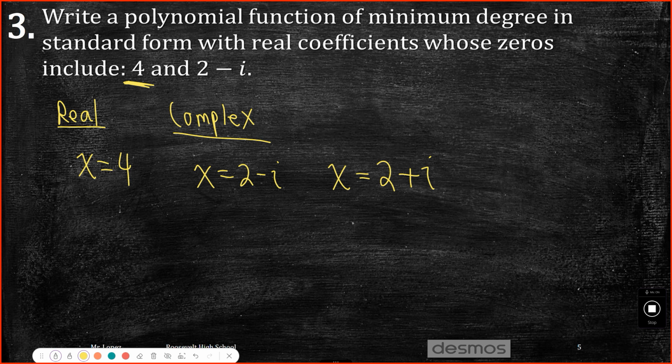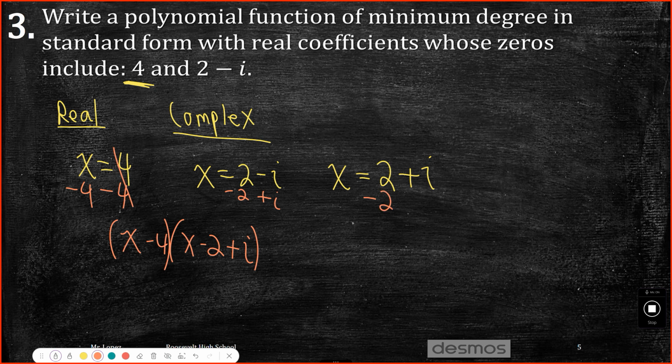All we've got to do is move them back as factors and we're done. So it's going to be what? Minus 4 to both sides, cancel, is x minus 4. This one's going to be what? Minus 2 and then what else? Plus i. So really that's what you need to write down. x minus 2 plus i. And for this one it's going to be what? Minus 2 and what? Minus i. So it's going to be x minus 2 minus i. And then just set it equal to f of x and we're done.